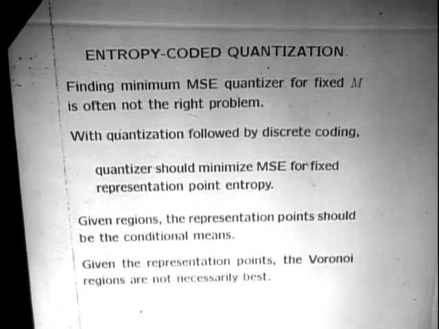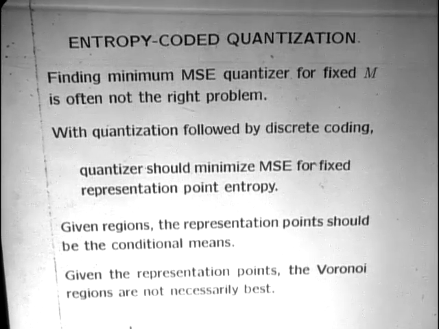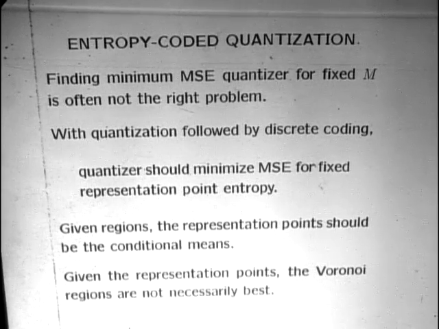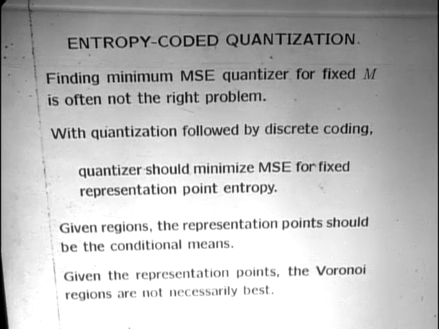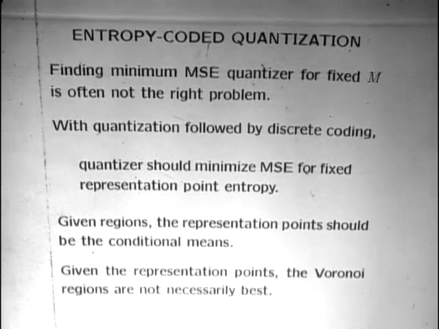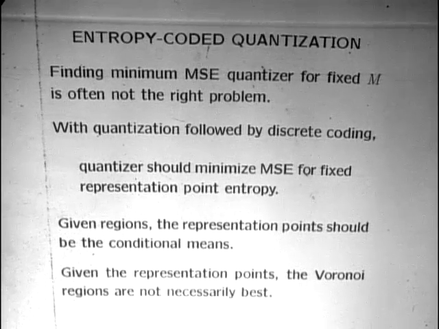But anyway, it says finding a minimum mean square error quantizer for fixed m isn't the right problem that we're interested in. If you're going to have quantization followed by discrete coding, the quantizer should minimize mean square error for fixed representation point entropy. Okay, in other words, I want to find these representation points. It's important what the numerical values of the representation points are for mean square error, but I'm not interested in how many of them I have. What I'm interested in is the entropy of them. Okay, so the quantizer should minimize mean square error for a fixed representation point entropy.